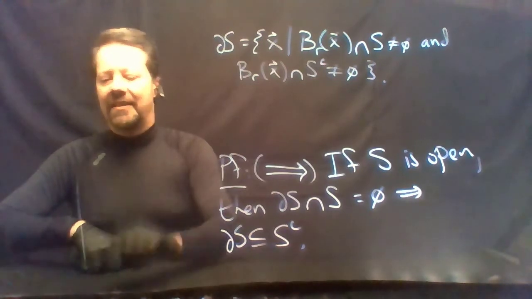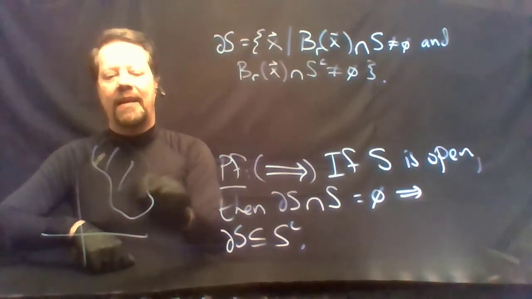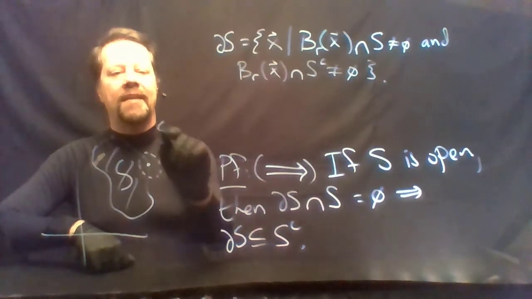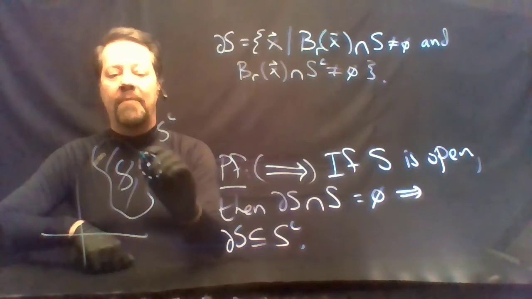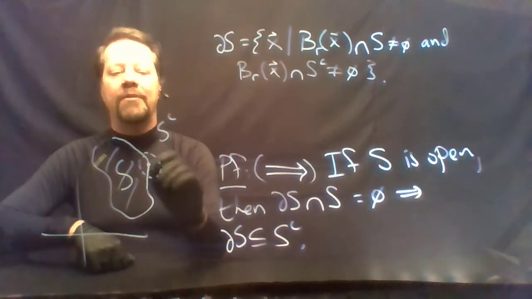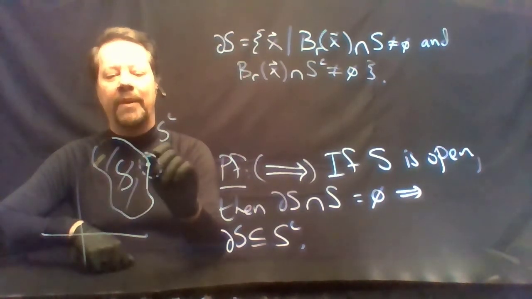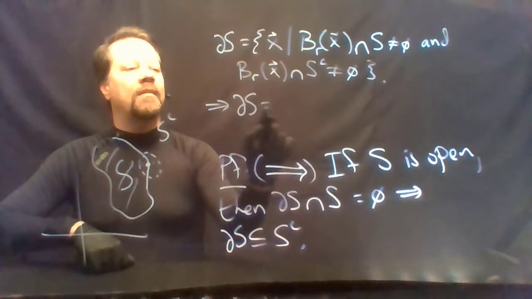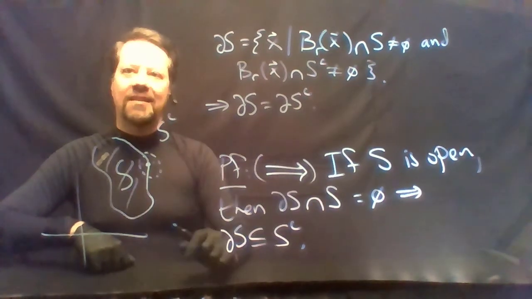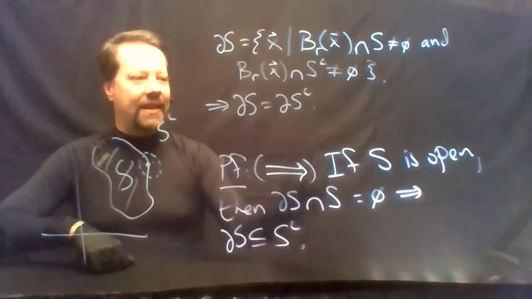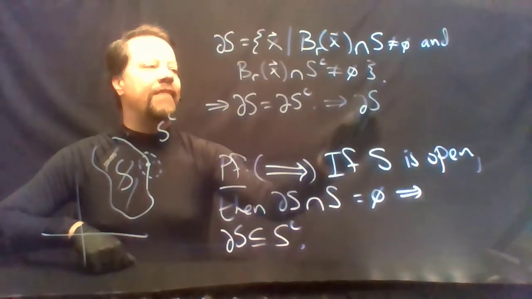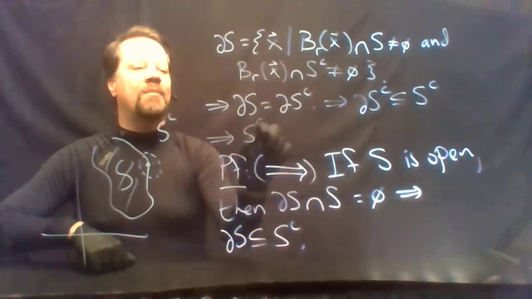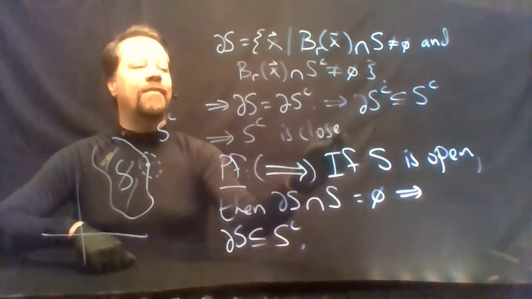You can see that if you have some set S, if this is S and this is S complement, a boundary point for S will also be a boundary point for S complement. I have points in each. But since the boundary of S is contained in S complement, we deduce that the boundary of S complement is contained in S complement, and that implies S complement is closed. It contains all of its boundary points.